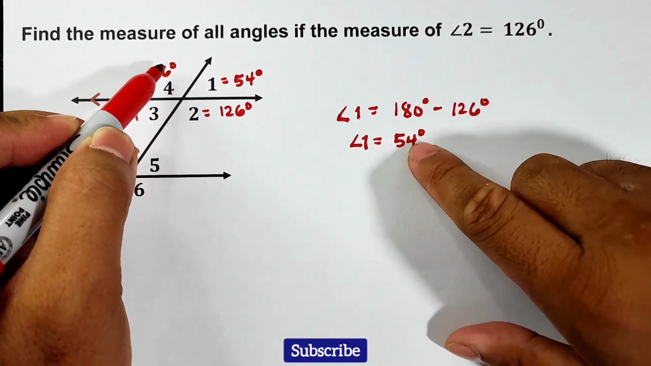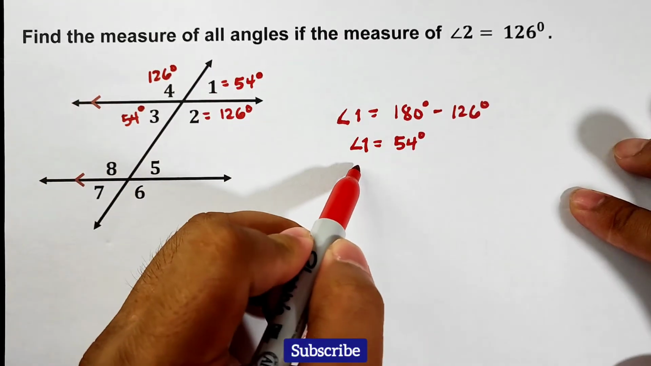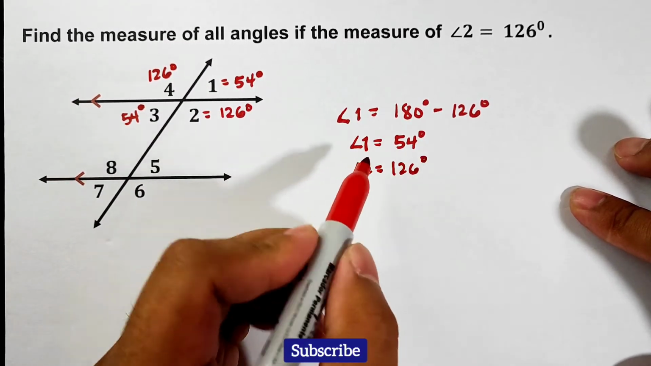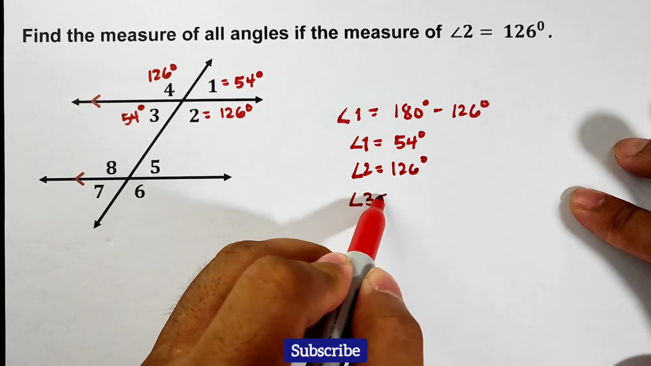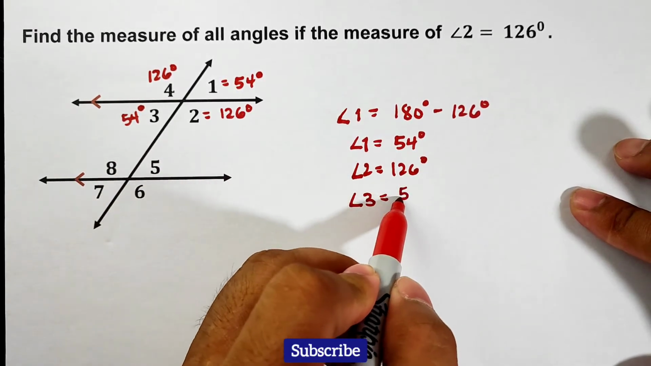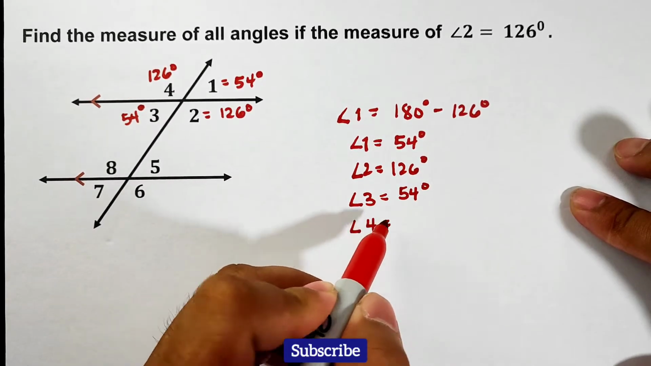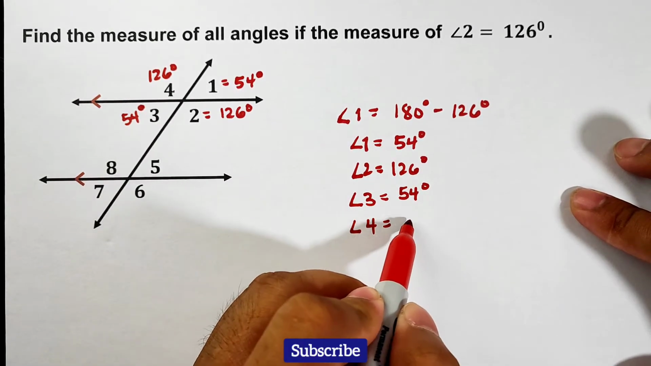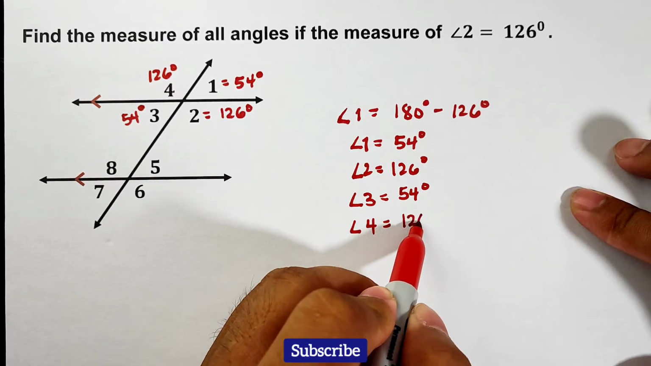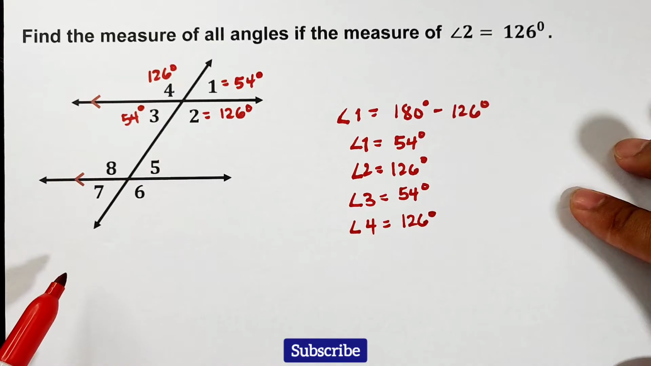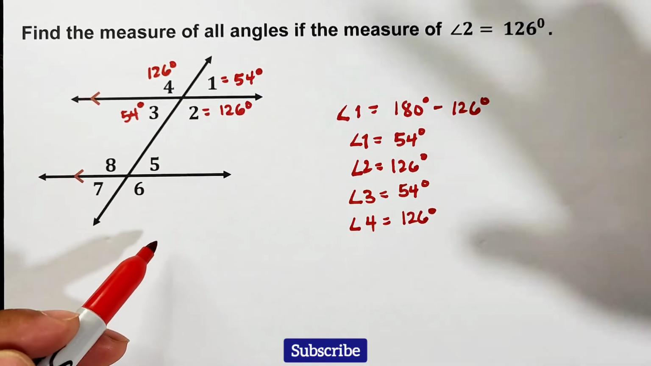So we have angle 1 is 54 degrees, your angle 2 is 126 degrees, your angle 3 is equal to 54 degrees, your angle 4 is equal to 126 degrees. Now, what about the other 4 angles, 5, 6, 7, and 8?